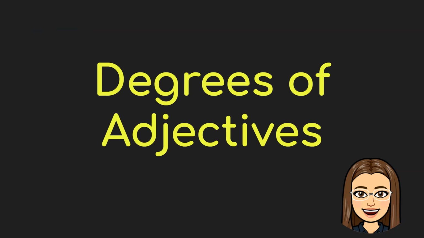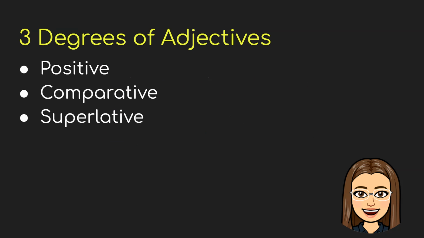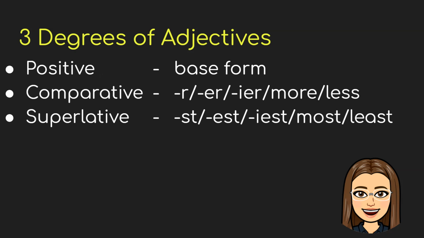Now let's talk about the degrees of adjectives. Again, we have 3 degrees. We have positive, comparative, and superlative. When we say positive, it is just the base form of the adjective.